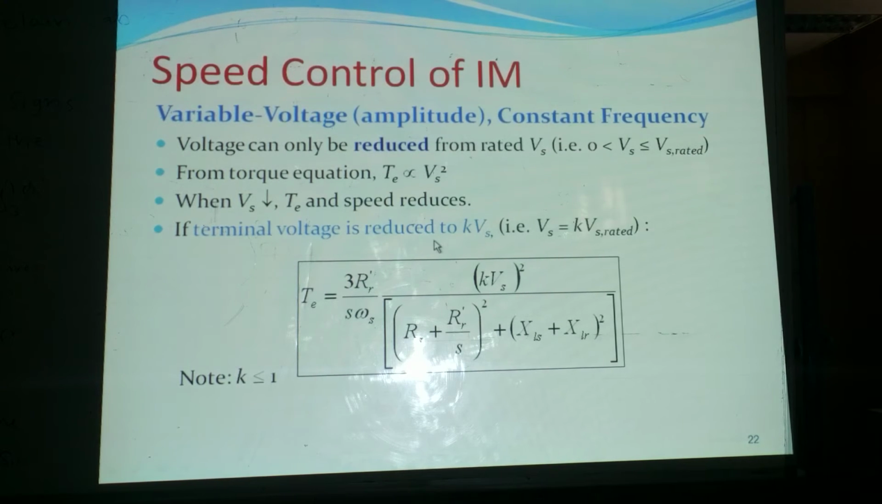If the terminal voltage is reduced by K times the supply voltage, nothing but Vs equal to K times Vs, torque can be calculated from this. Here K times Vs, you can use this one. But K here is always less than or equal to 1, not greater than 1.